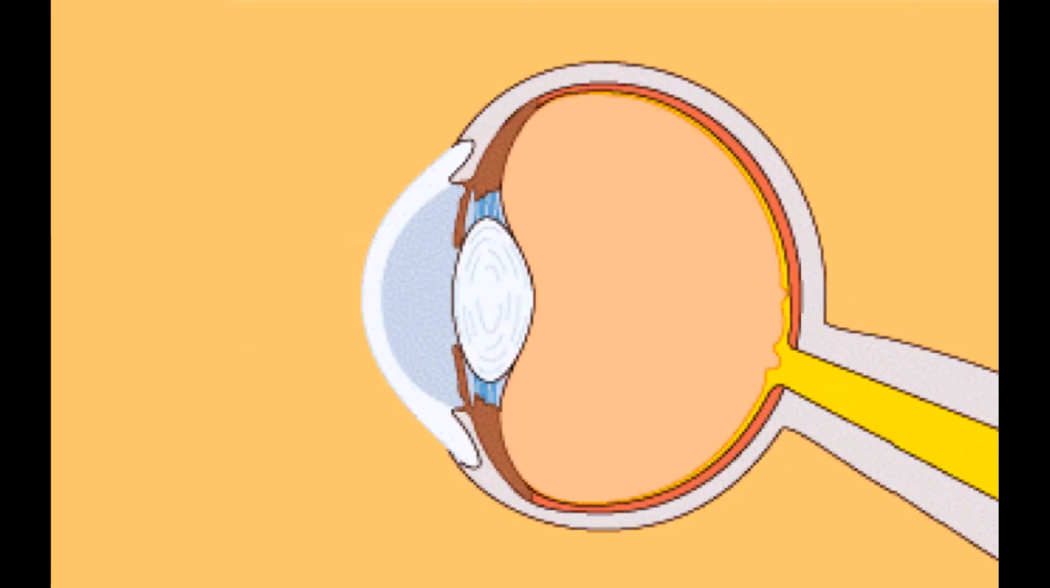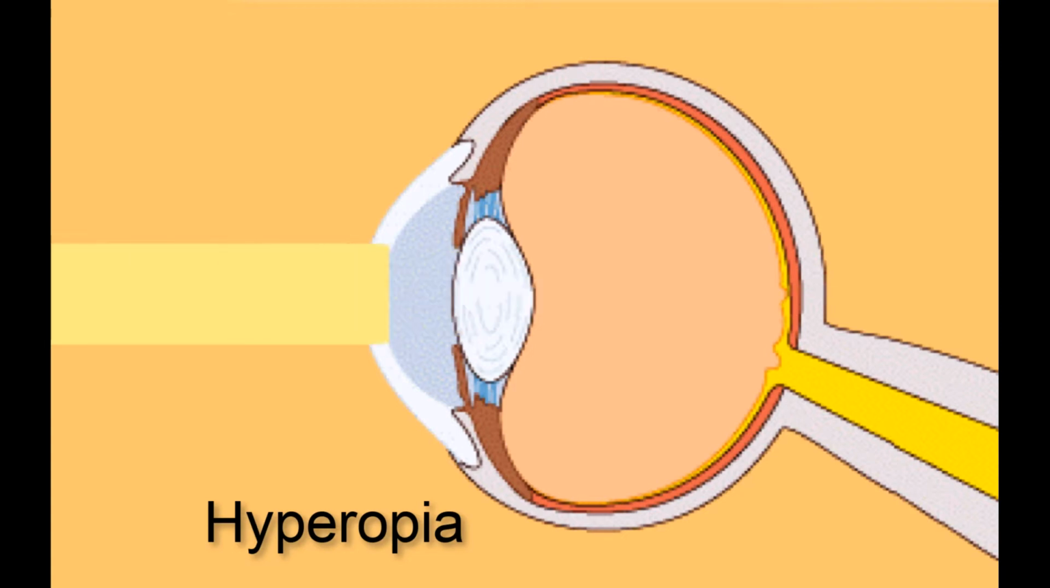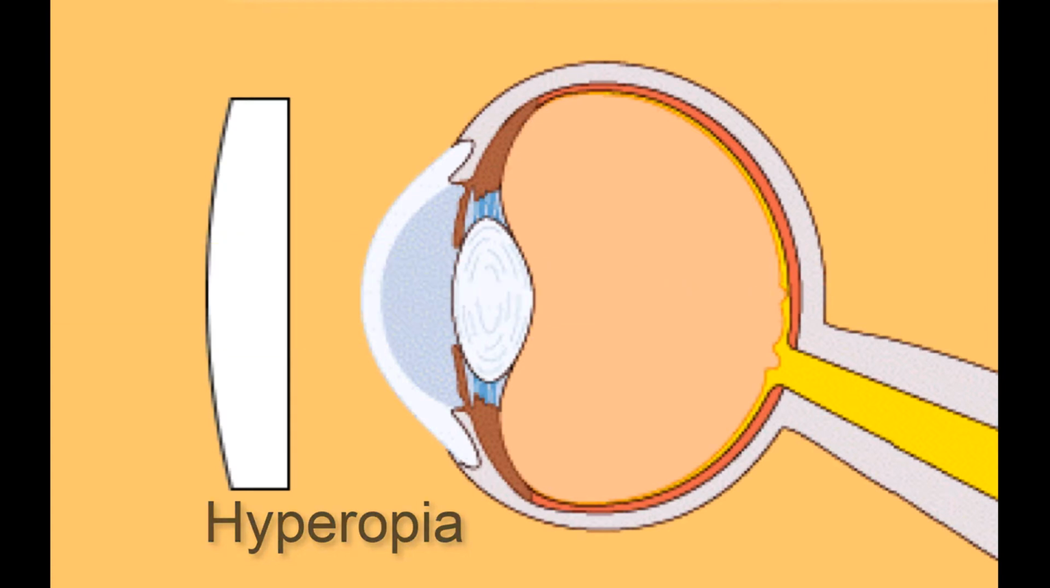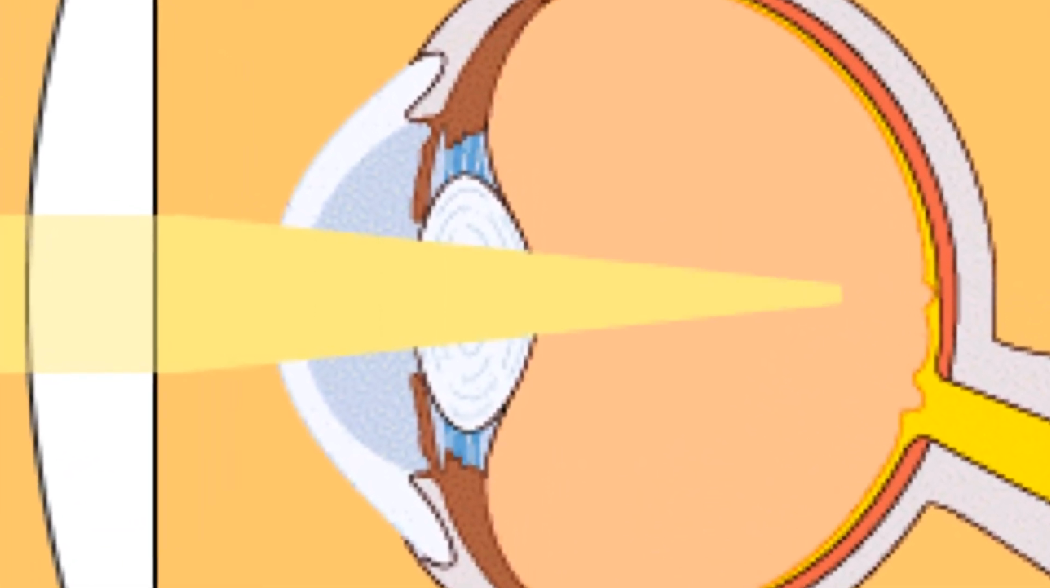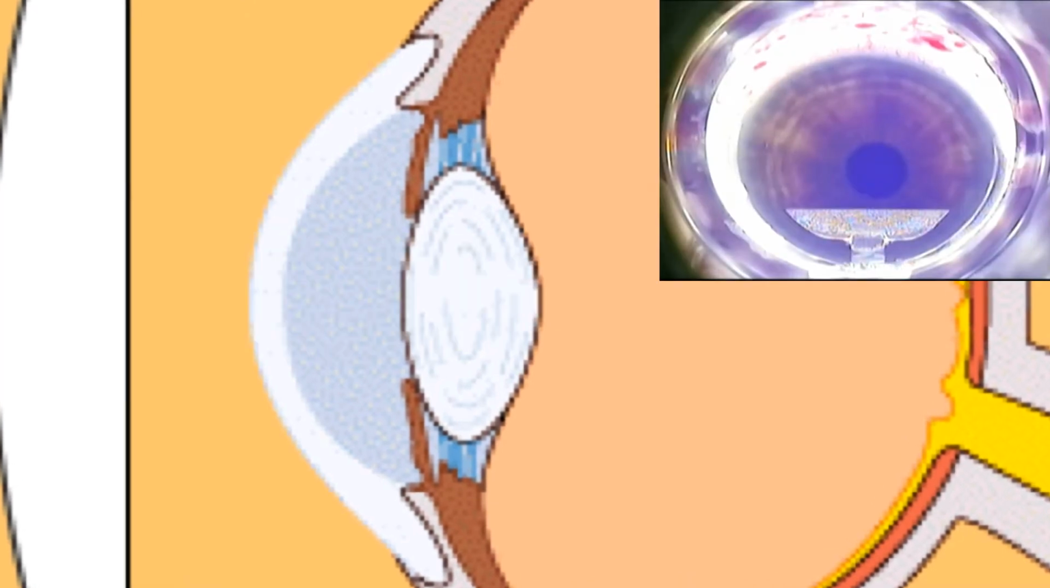The eye's optical apparatus might instead focus distant light rays behind the fovea, which is called hyperopia or farsightedness. To bring these rays into focus, a spherical convex lens must be placed in front of the cornea. Once again, you could choose refractive surgery in place of glasses or contact lenses.